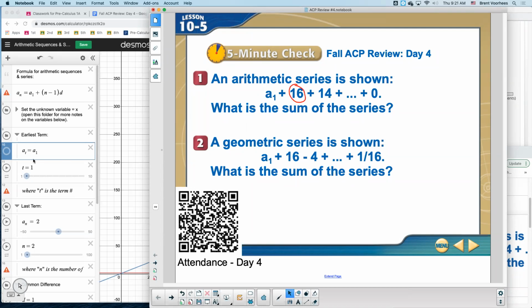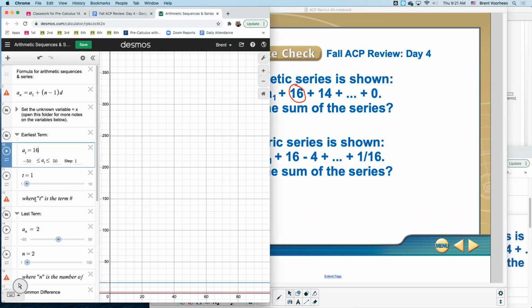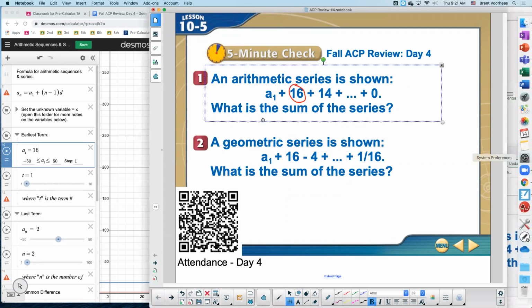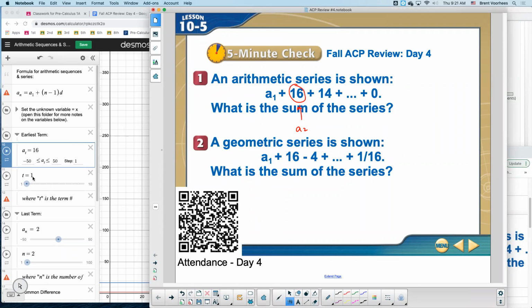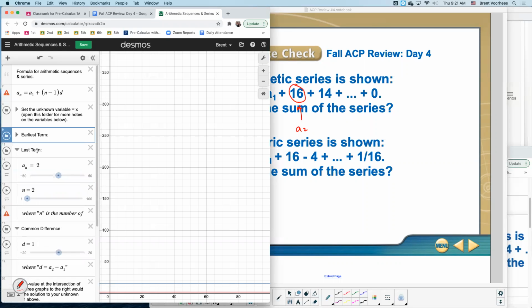16. So that's the number I'm going to put in right here. I'm going to put 16 in here. And what this says right here is, what is T? T is the term number. So 16 is the second. So that's 16 right there is A2. Since that's A2, that's what I'm going to put in over here, that T is 2. So basically we're saying A of 2 is 16. Because T is 2, so A of 2 equals 16. So that's the earliest term. I'm done with that part now. So I just closed it away.